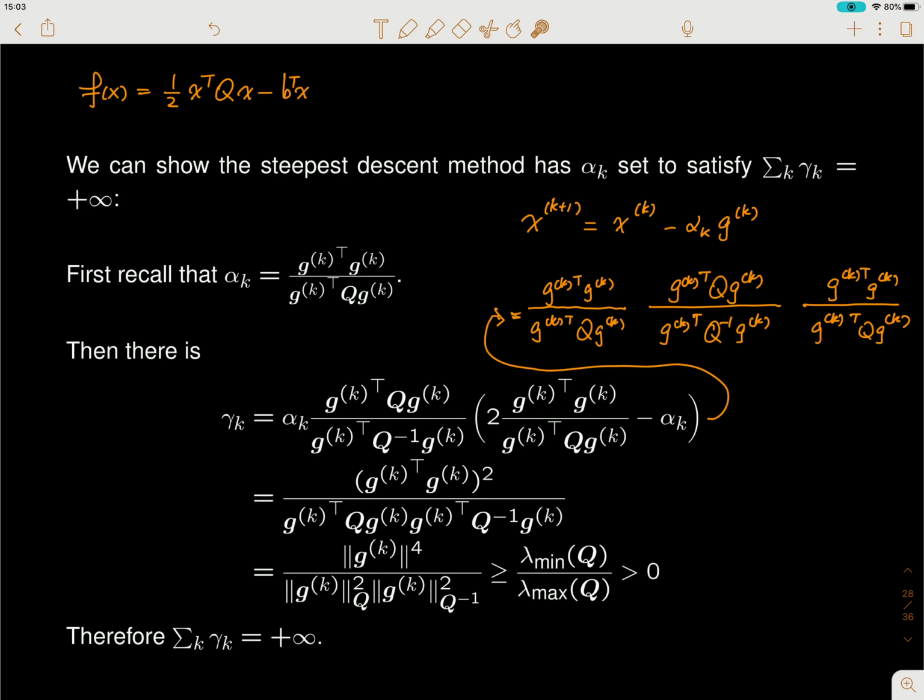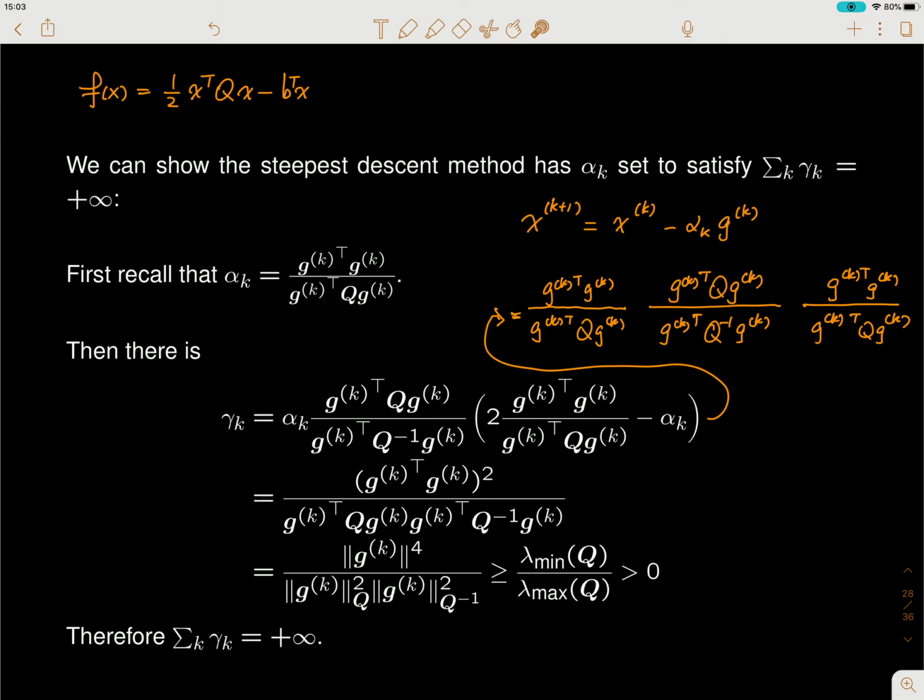And now also the minimizer of the quadratic function. We know the minimizer should satisfy the gradient of f, which is Qx star minus b, equals 0. So that means at the minimizer x star, Qx star should be equal to b. Right? So b is actually equal to Qx star, because x star is the minimizer. Okay, now things become easier.